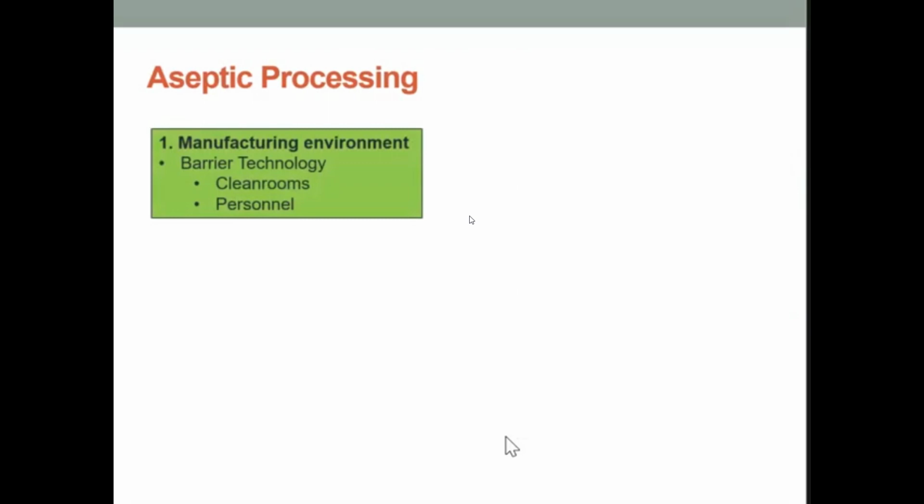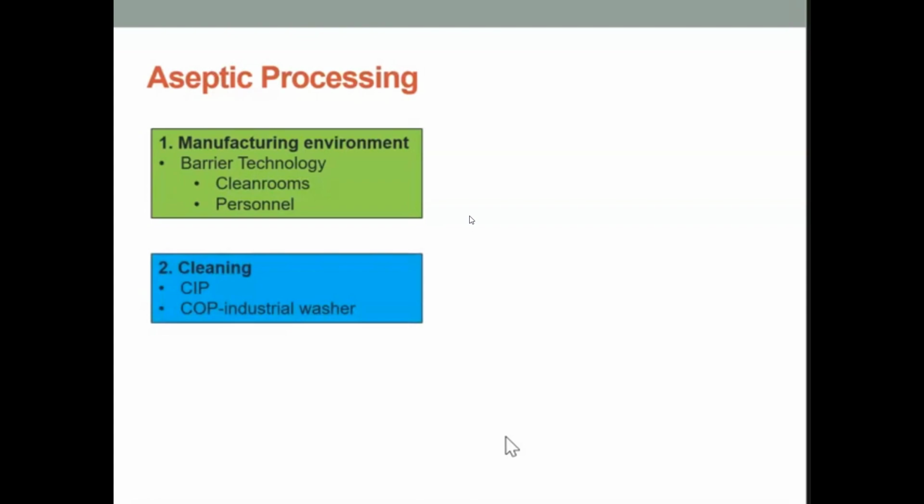Aseptic processing. So first of all, we're looking at the manufacturing environment. And in that we have our barrier technology, which we will be talking about in a minute. We also look at our clean rooms as part of that, and then training for personnel and the behaviour of personnel in an aseptic environment. Cleaning is obviously vitally important for aseptic processing. Your clean in place needs to be very effectively done, and your clean out of place also.